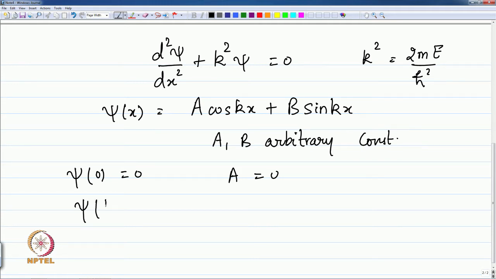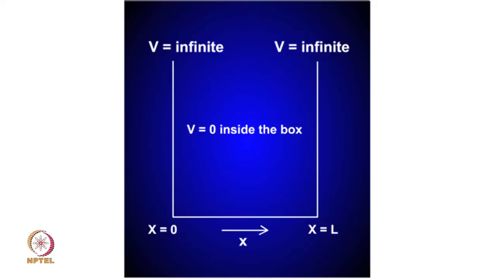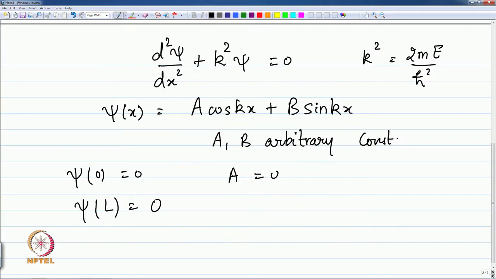If you have psi at L, which is the other extreme of the box, please remember this model, at x is equal to L at this point. Okay. Therefore, we have psi of L is 0, which implies that since a is already 0, psi of L is b sin kL, and that is equal to 0.